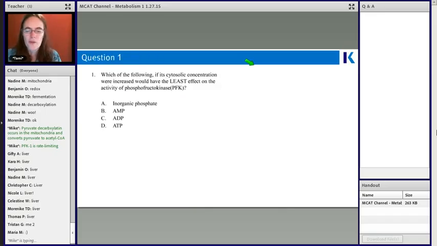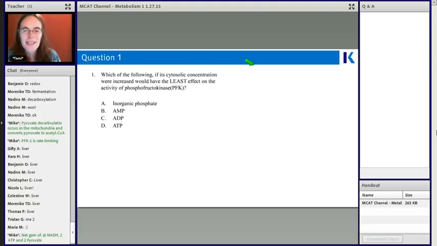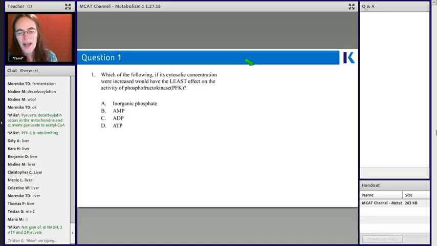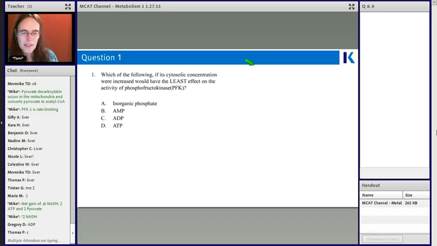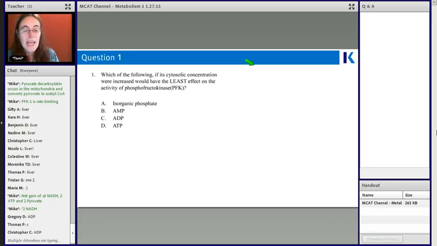All right, let's ask ourselves a quick question about our glycolysis. Which of the following, if its cytosolic concentration were increased, would have the least effect on the activity of phosphofructokinase? So this is talking about PFK1. What happens in PFK1? ADP is made. ATP goes to ADP. So which would have the least effect?